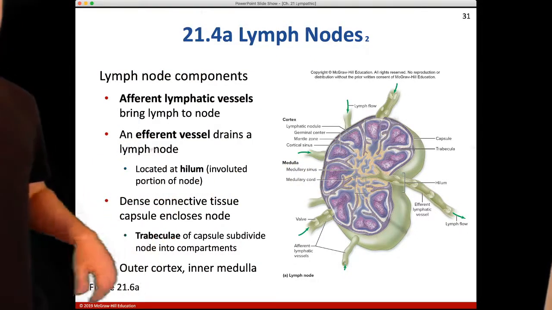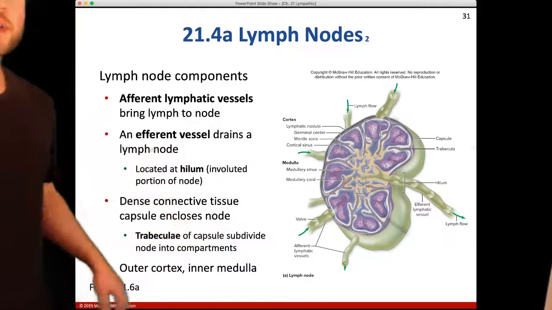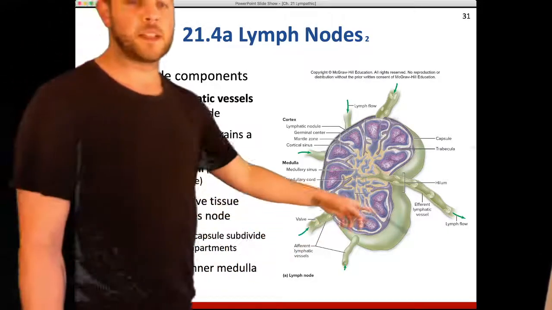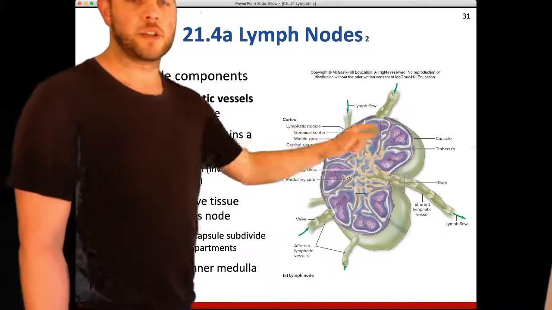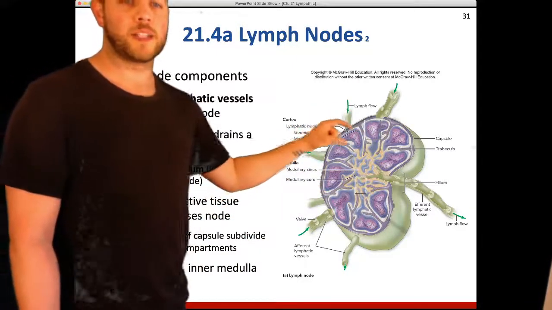Dense connective tissue encapsulates the node. You have, again, trabeculae just subdividing it. An outer cortex, inner medulla. Medulla is always in the middle. You can see this outer cortex here, the medulla, and these little lobules that it gets divided into.